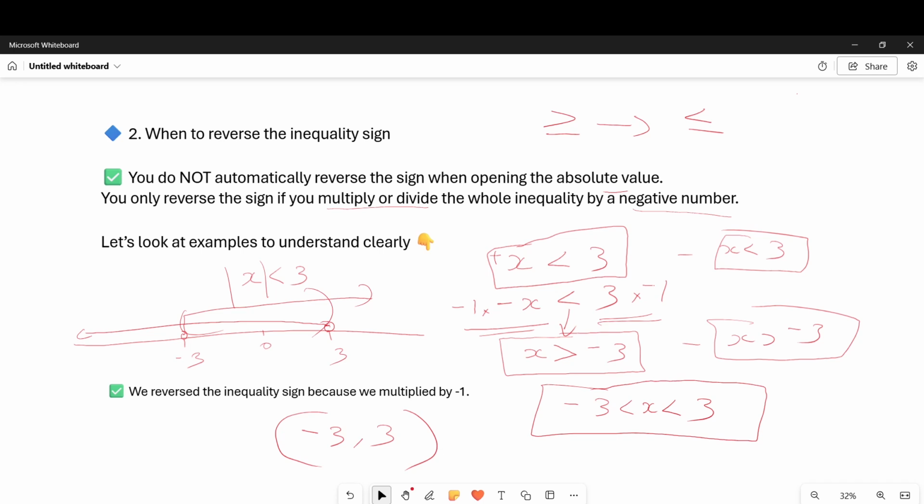But keep in mind, when we multiply or divide the entire inequality by a negative value, we need to reverse the sign.